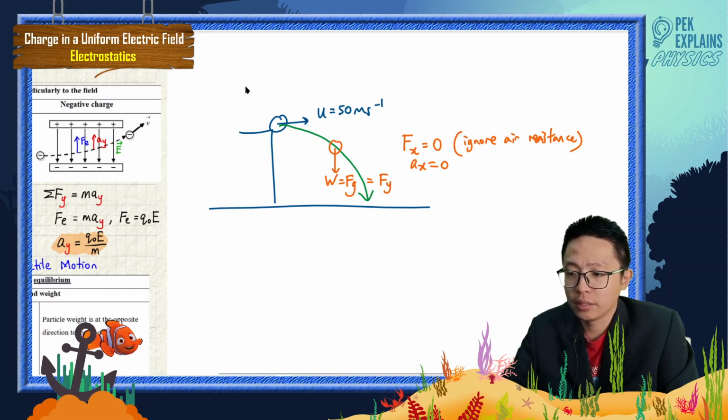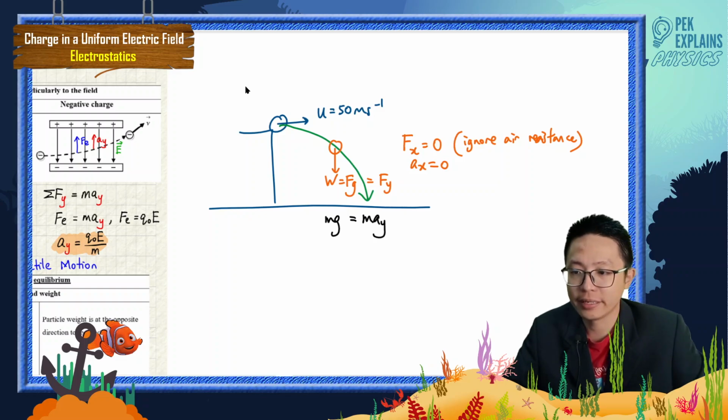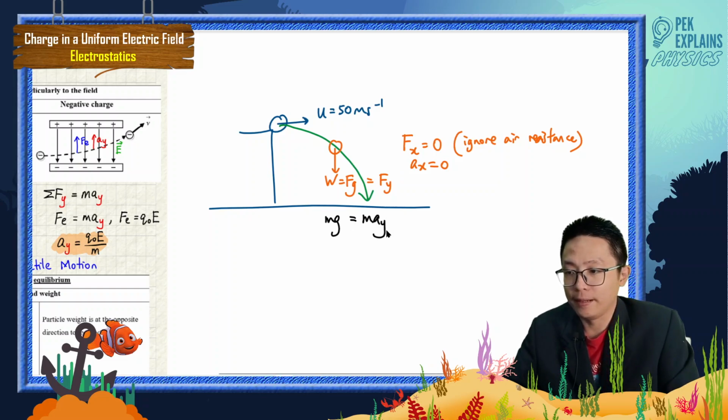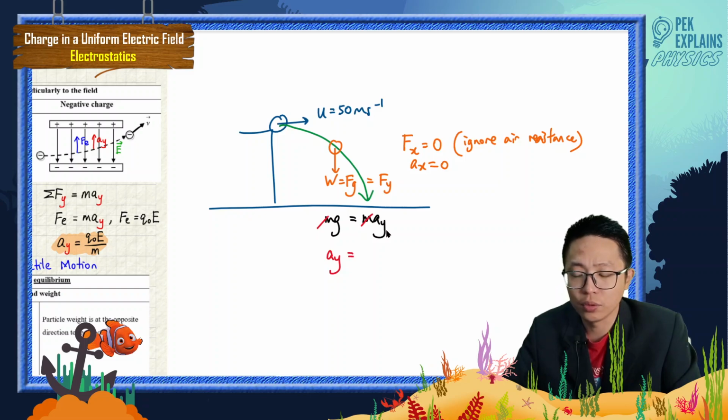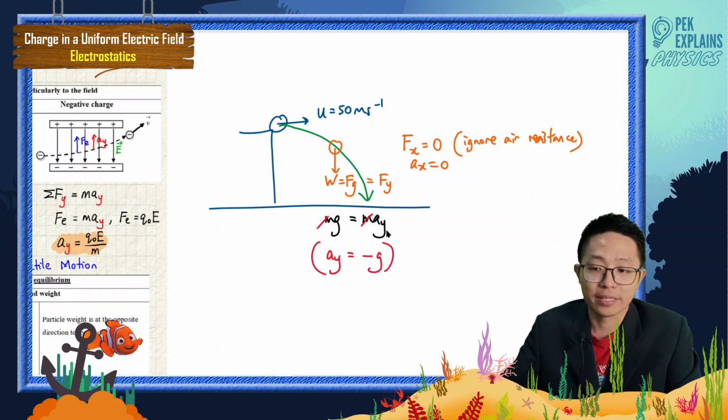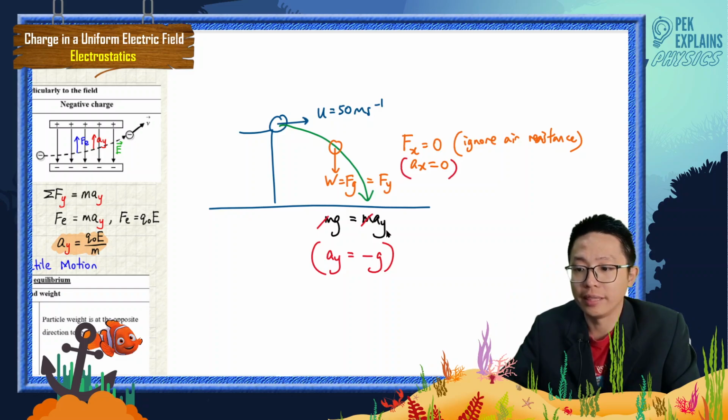W equal to mg. So our Fy is may. You understand that? Fy equal to may. Just cut off the mass. Our acceleration y is equal to, we need to put the direction, negative g. That's why our acceleration in y component is negative g, affected by gravity.